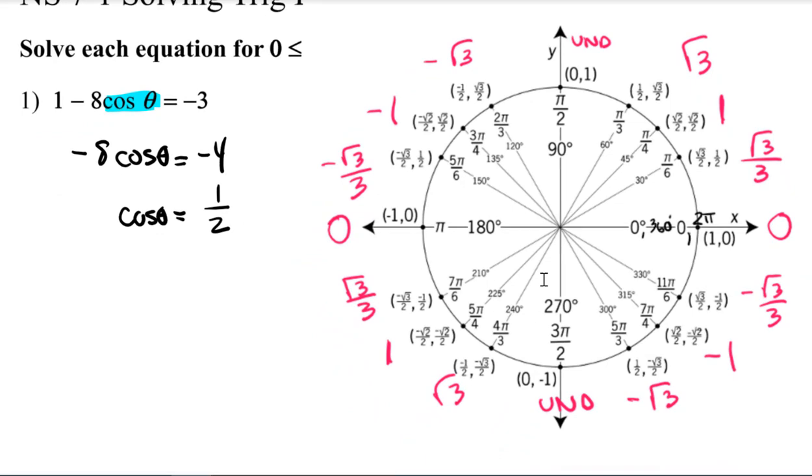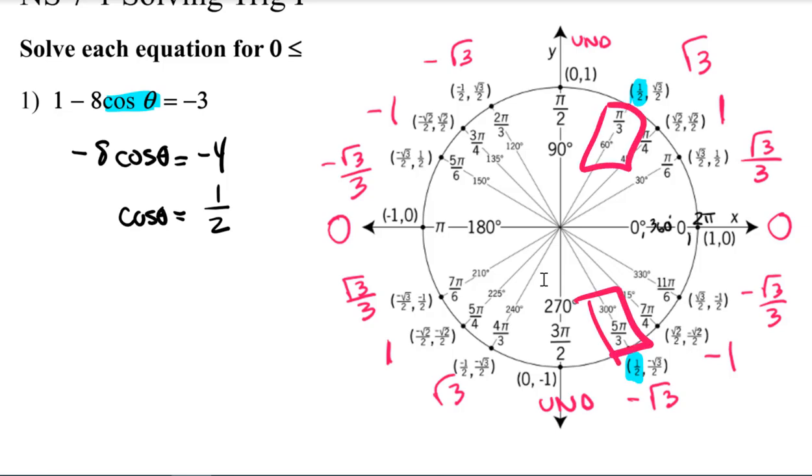So where is the x coordinate 1/2? I have to look around the unit circle. Anywhere on the unit circle that value is 1/2 will be a solution. One of those spots is right here. There's 1/2 right there. And then also down here, the x coordinate is also 1/2. So those values that are right here are going to be my answers.